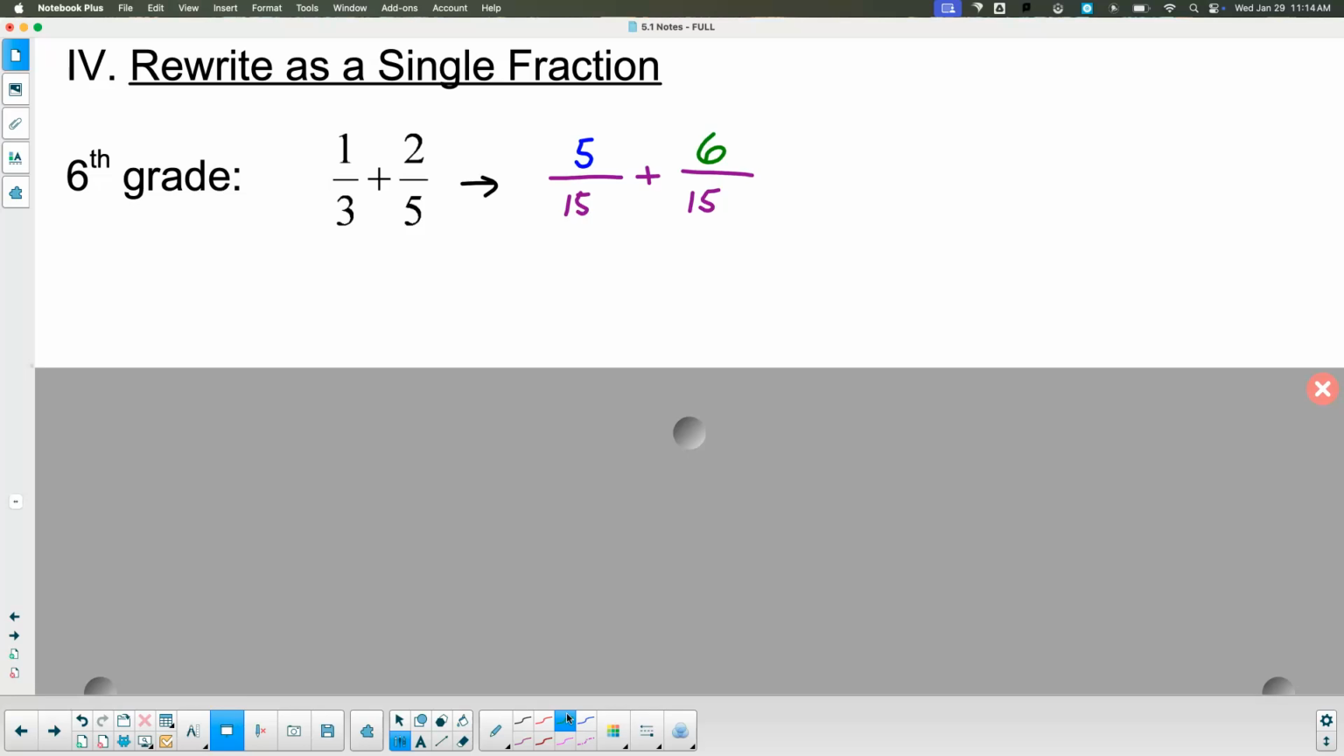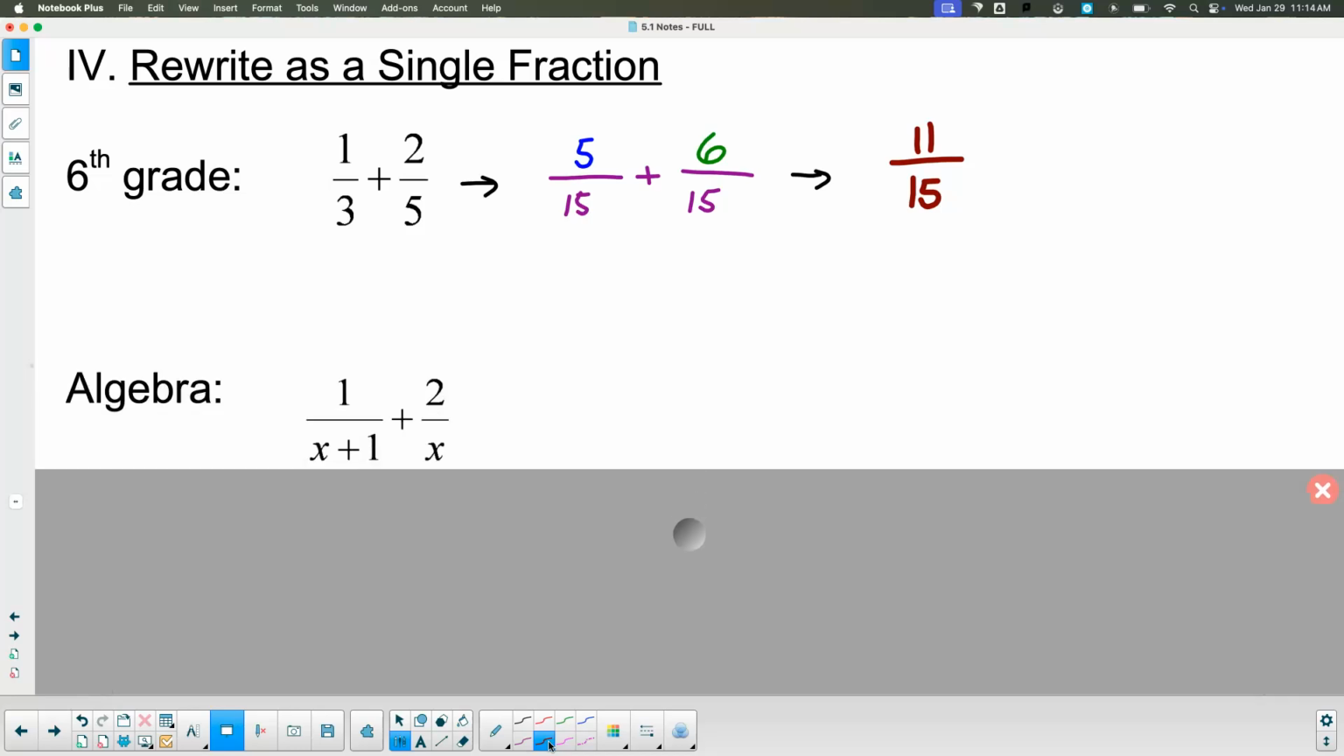Add or subtract the tops. What about the bottom? Keep it common denominator, right? Okay, so then this would become 11/15ths. And then if possible, I would still have to simplify, reduce, all that fun stuff. Okay? All right.